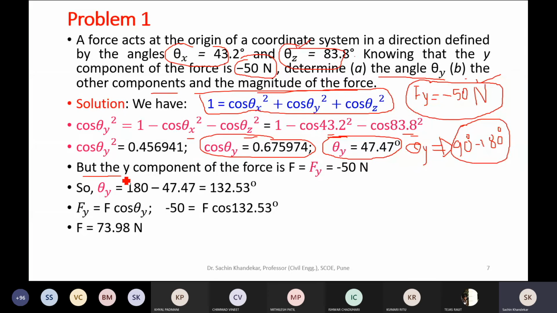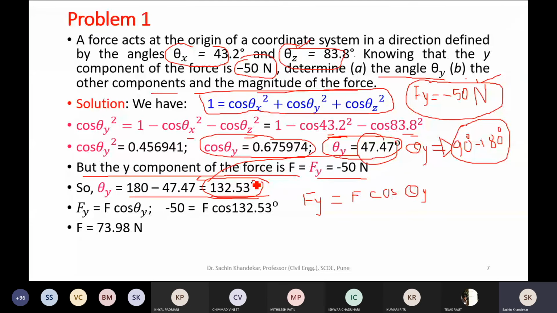Here I have mentioned that the y component of the force is negative, which is minus 50. So what should be the value of theta y? We have to subtract 47.47 from 180 degrees, which gives 132.53 degrees. You can check it, as we know Fy must be equal to F into cos of theta y. This is our final answer for theta y.